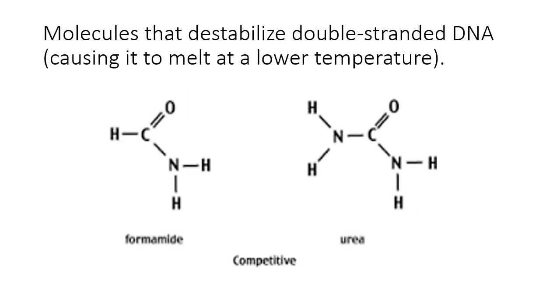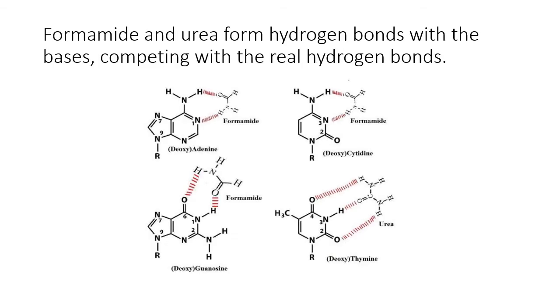So formamide and urea, remember, these compete with the hydrogen bonds and therefore destabilize the double-stranded DNA structure, causing it to melt at a lower temperature. Here's a picture of our base pairs again. We've got formamide and urea, and they are able to form hydrogen bonds with the bases, and those compete with the real base pairs, thereby favoring denaturation and therefore lowering the melting temperature.